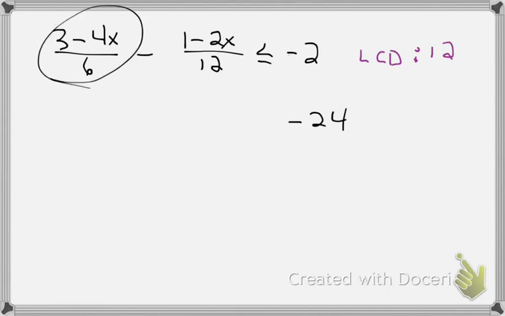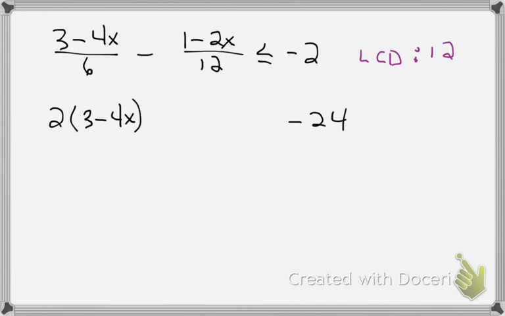When I multiply my first term by 12, so I'm multiplying by 12, but isn't that division by 6? So what does that mean? If I multiply by 12, but I'm dividing by 6, 12 over 6 is 2. It reduces. So we have 2 times the 3 minus 4x. Is everybody okay with that?